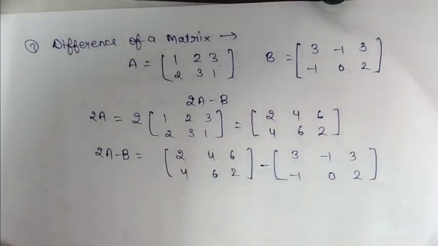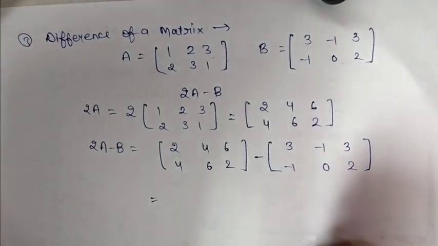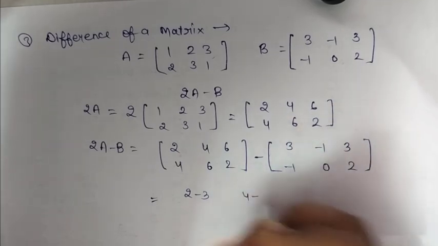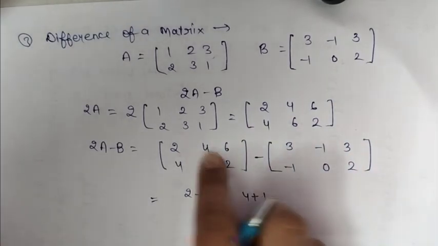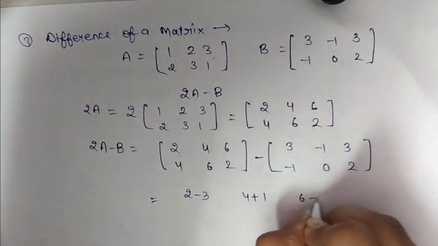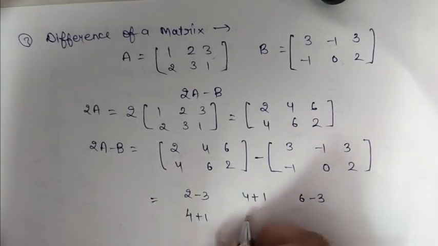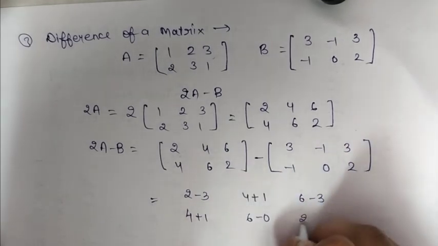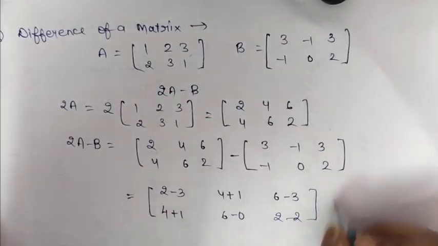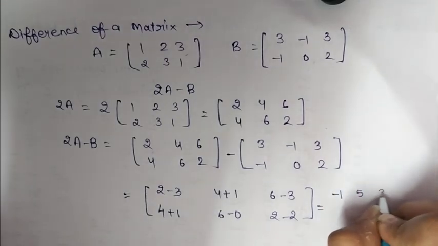Both the matrices have the same order, so we can easily subtract one element from another. So we will get 2 minus 3. Here we get 4 plus 1, because we have 4 minus minus 1, and minus minus becomes plus. Here we have 6 minus 3, then 4 plus 1, 6 minus 0, and 2 minus 2. So the answer will be minus 1, 5, 3.